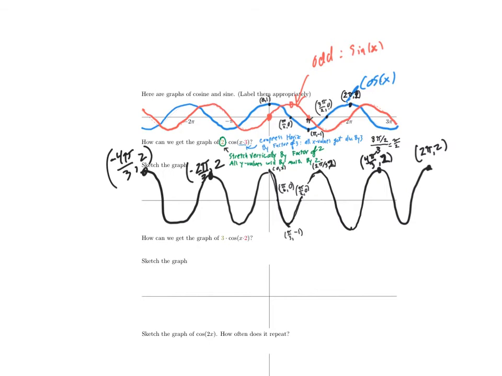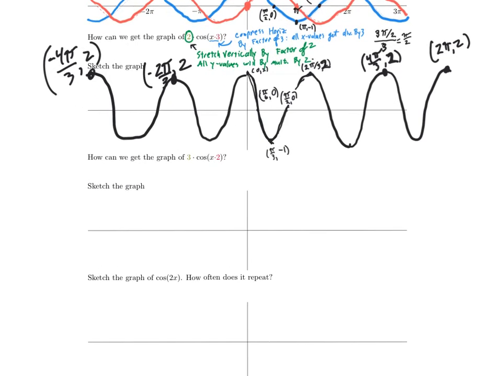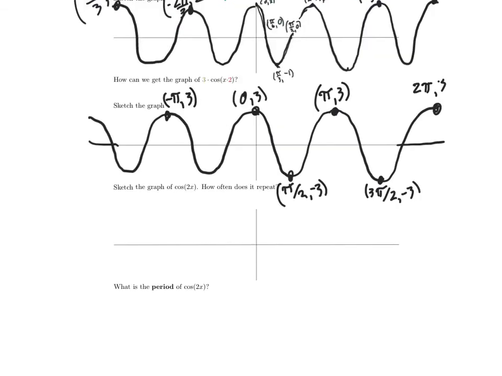We could do something similar to get the graph of 3 times the cosine of x times 2. And, in fact, I don't want to spend video time on it. Instead, you do it. I'm going to pause this, and I'll come back with the graph. All right, we're back. So here's the graph.